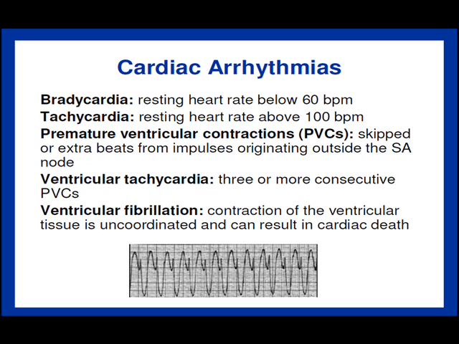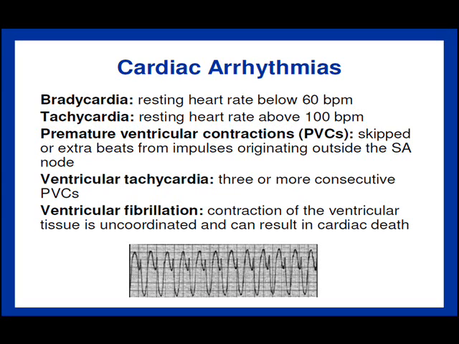Okay, so those are the key points. I'll let you read those through in your own time. In terms of cardiac arrhythmias, we've already mentioned bradycardia, resting heart rate below 60, and tachycardia, resting heart rate above 100 at rest. With cardiologists, if you have problems, you can pick up things like premature ventricular contractions, which skip the extra beats of impulse originating outside the SA node. Ventricular tachycardia is 3 or more consecutive PVCs. Ventricular fibrillation is when contraction of the ventricular tissue is uncoordinated and can result in cardiac death.